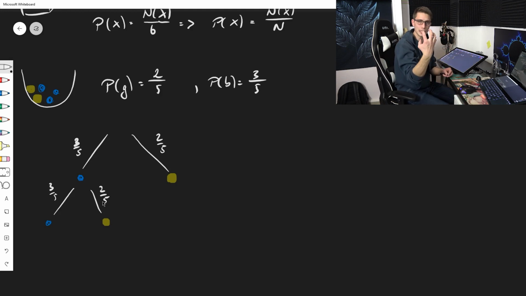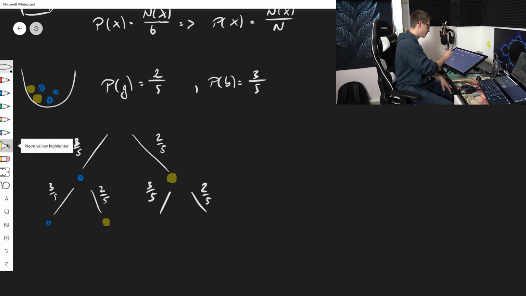Now, what about the other situation? We have drawn green at first, put it back. What can we draw now? I mean, once again, green and blue, and all the numbers stay how they were before. So meaning for blue we have 3/5 once again, and for green we have 2/5.